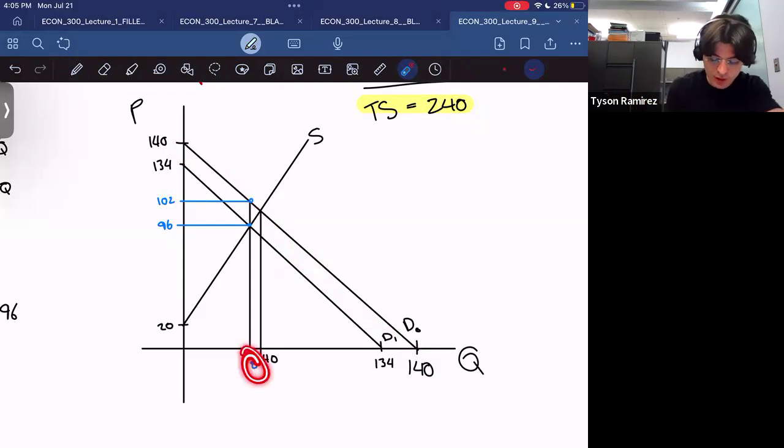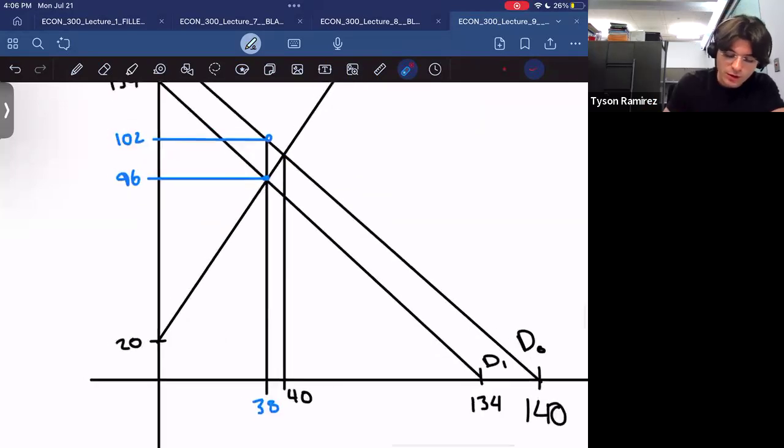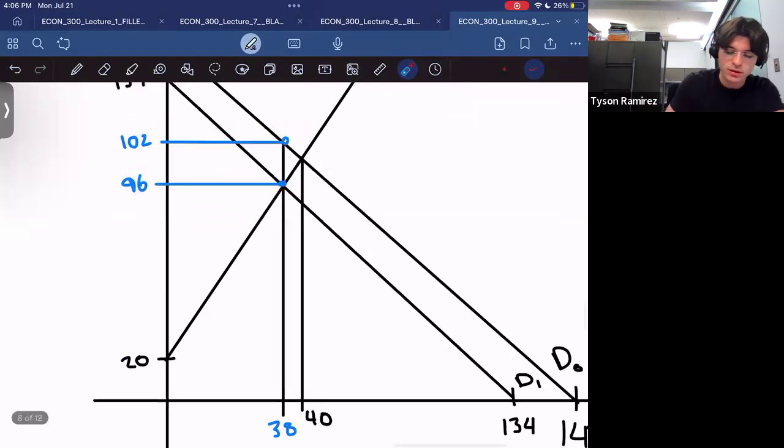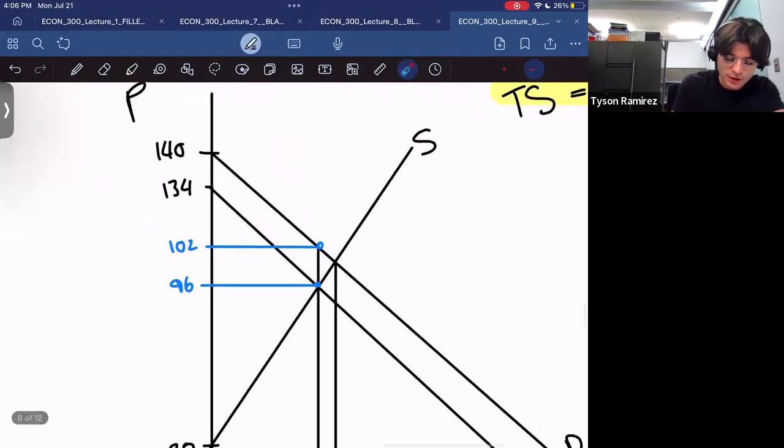All right. And we do see that the equilibrium occurs at quantity equal to 38. So the sales tax makes the equilibrium quantity decrease. And this is where I was getting at with why do we get price equal to 96? Well, the producer takes home 96 bucks, but the price that the consumer pays is 102. And that difference, that spread, is exactly the sales tax.